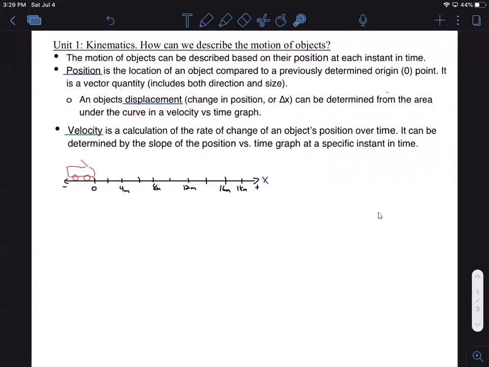So looking at, okay, where is it at 3 seconds? Where was it at 1 second? What was the change, the delta x there? And then we also looked at this idea of velocity. So once we had this position and time, and we were able to graph that relationship, we could then look at the slope of that position versus time graph to find the velocity, the rate of change of position over time. Both of these are called vector quantities.